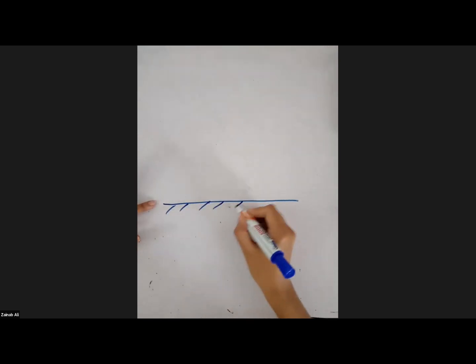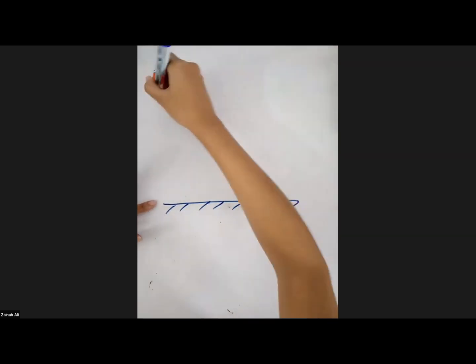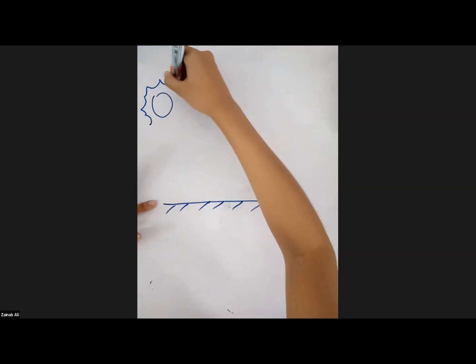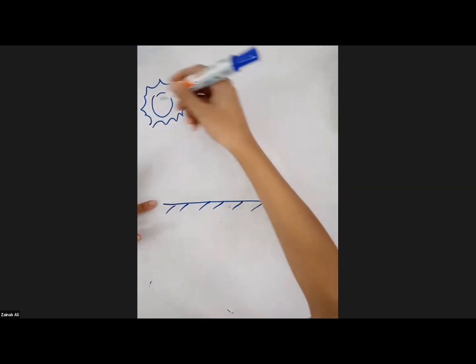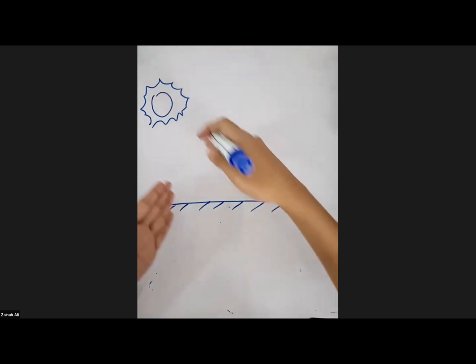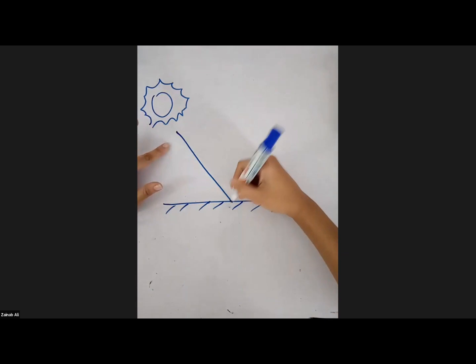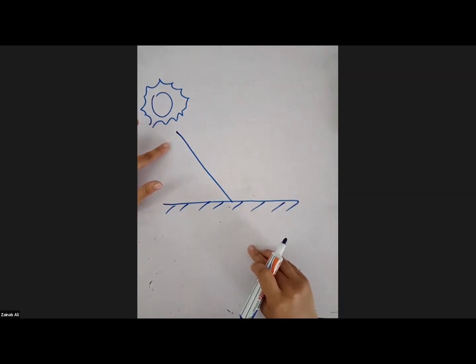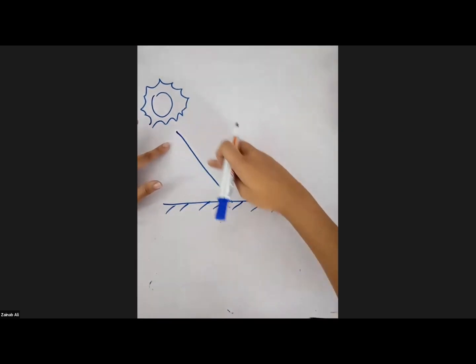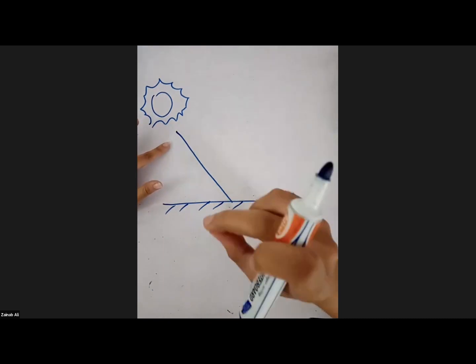Now I'll say that I'm having a plane mirror. And there is the sun over here. From the sun, the sun rays will come, right? So there is a sun ray coming and falling on this plane mirror. So what is this ray known as? I'll tell you what.